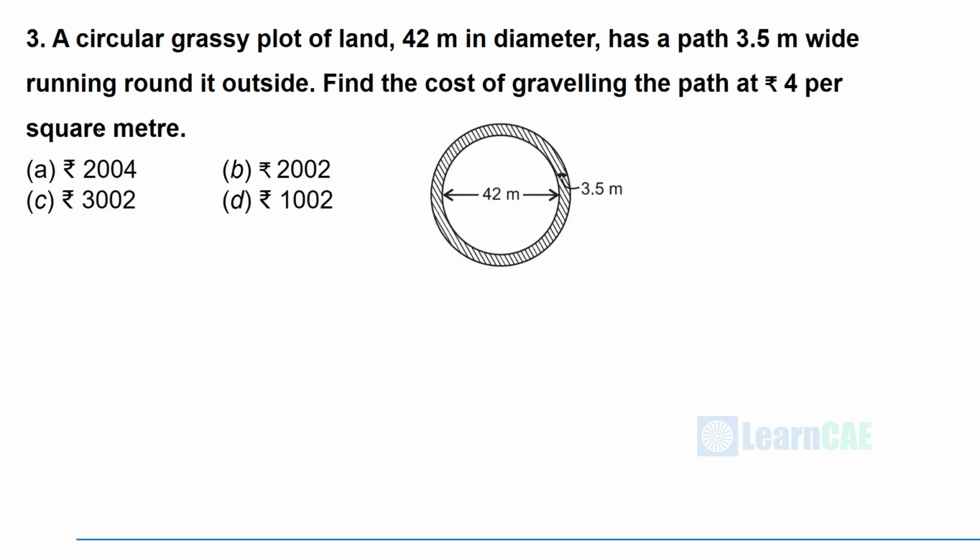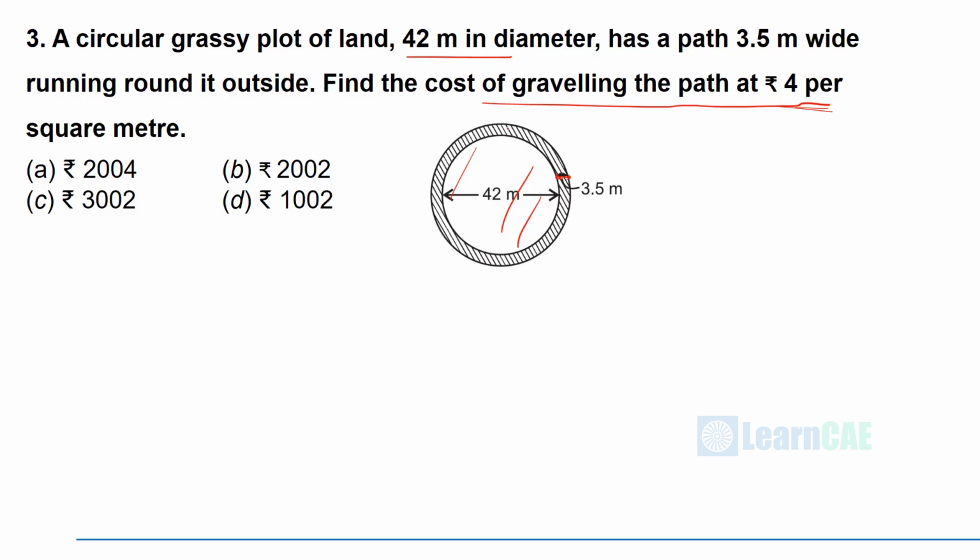Next question. A circular grassy plot of land 42 meter in diameter, that is the inner one, has a path of 3.5 meter wide running around its outside. So the width of this path is 3.5 meter. Find the cost of graveling the path at 4 rupees per square meter. So we have to find out the area of this shaded region and multiply with respect to this unit cost.